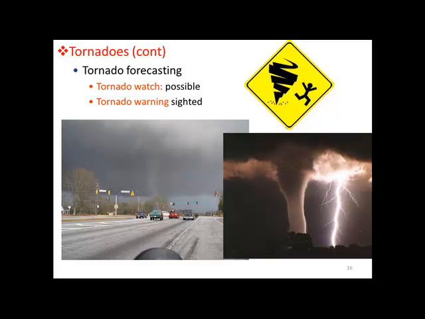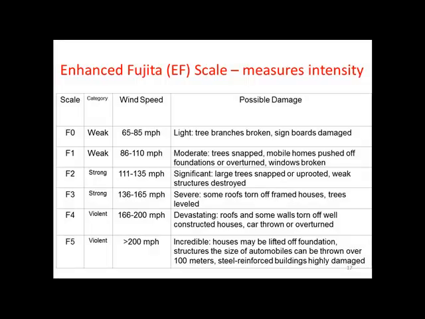Two terms that you should be aware of: when you hear that someone is in a tornado watch, that means that there's a possibility in that location for a tornado to form. When you hear that you're in a tornado warning, that means they've actually sighted a tornado. To me, this is very backwards thinking, but it's just something to memorize. So tornado watch means there's a possibility of a tornado forming. Tornado warning is that it's been sighted.